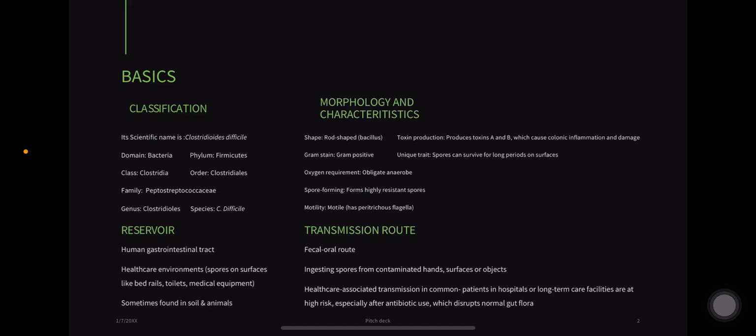For its transmission route, the fecal-oral route is usually the only route that it is transferred. This is done by ingesting spores from contaminated hands, surfaces, or objects. Healthcare-associated transmission is common. Patients in hospitals or long-term care facilities are at high risk, especially after antibiotic use, which disrupts the normal gut flora that we already have.